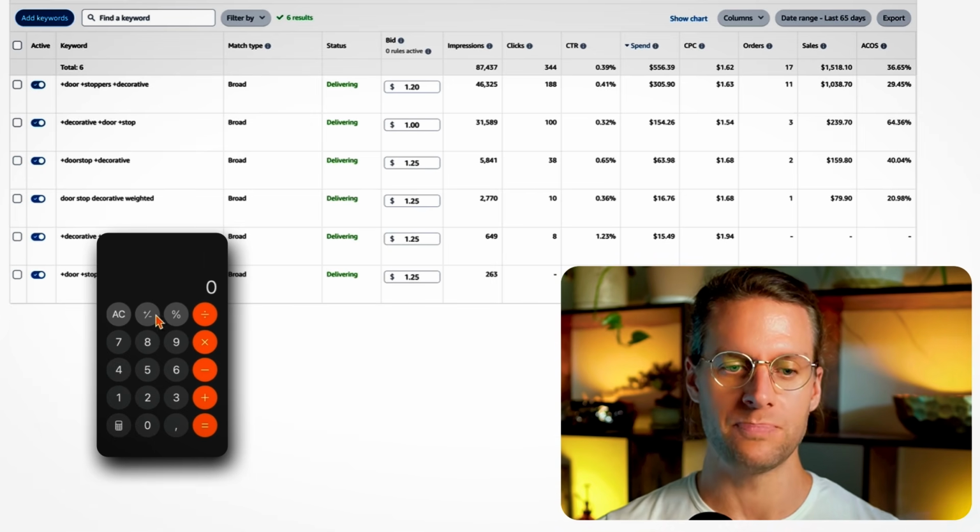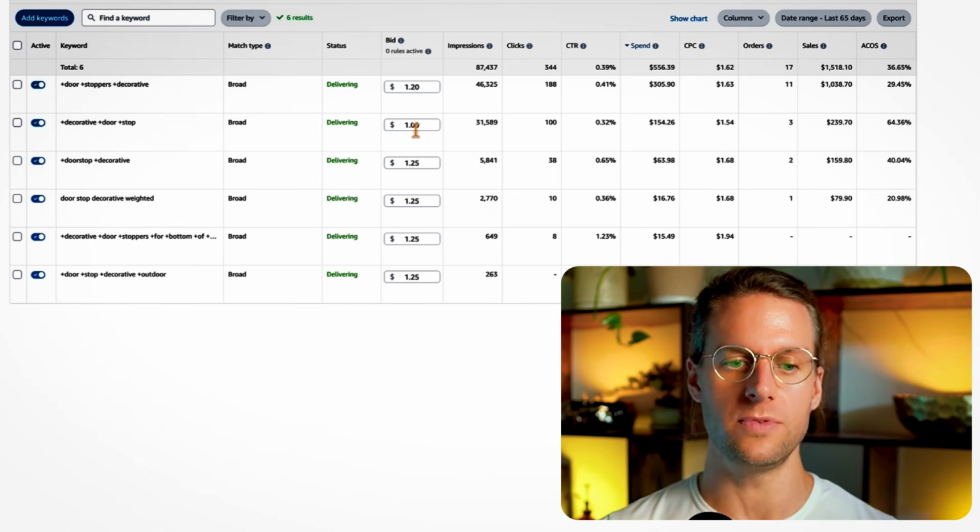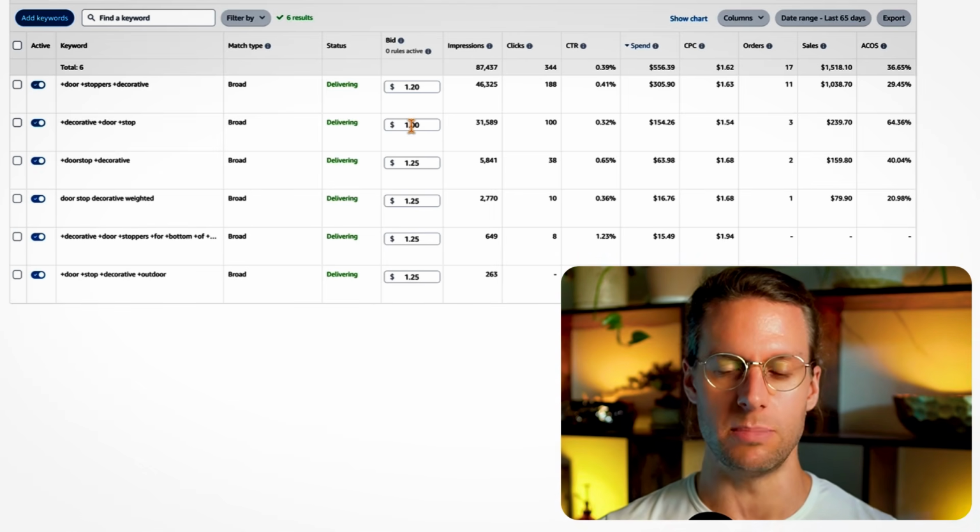In this case, this target, the second one down, it got $239 worth of sales. We're going to divide that by 100 clicks, and we got $2.39 revenue per click times 0.25, which is our target ACoS, meaning 59 cents is our ideal bid. But we don't want to decrease the bids too dramatically. So in this case, decreasing it by 25 cents is pretty appropriate.